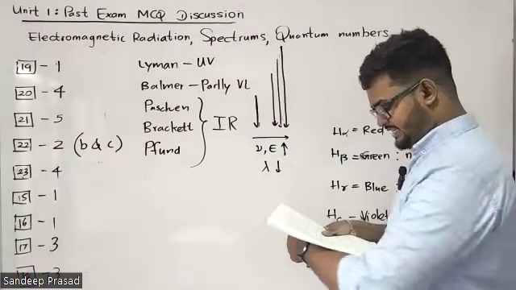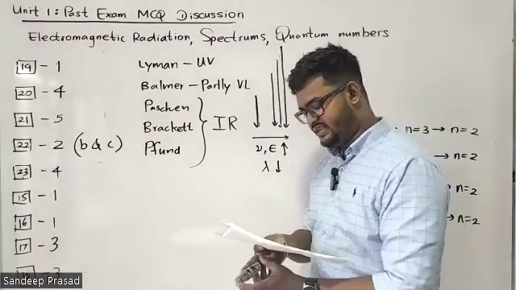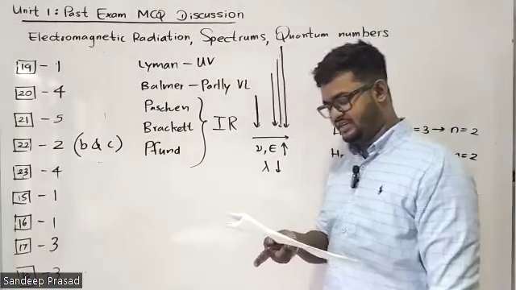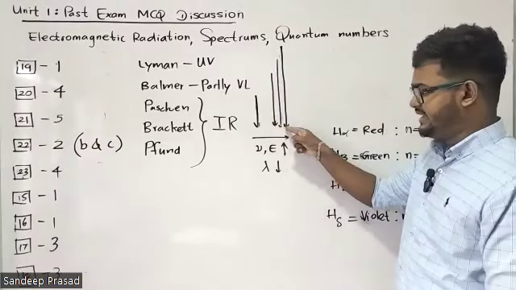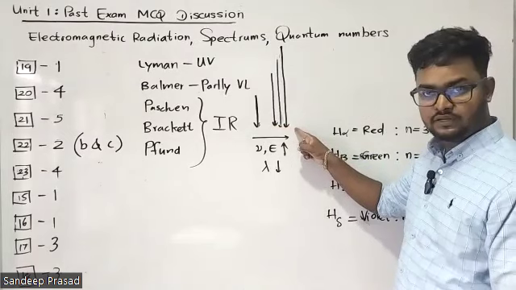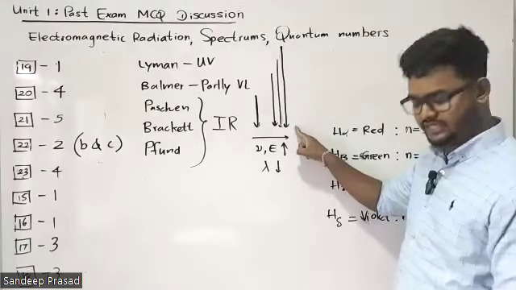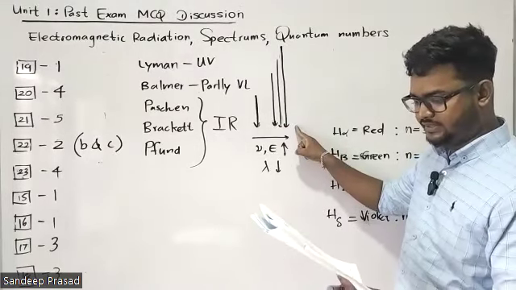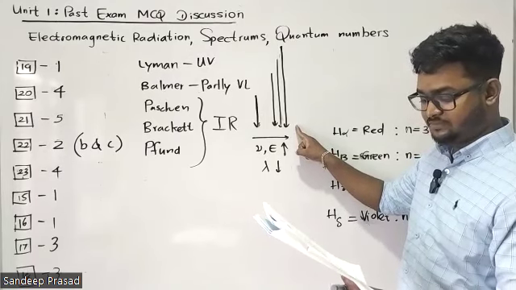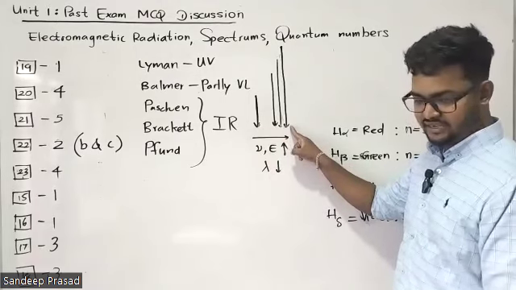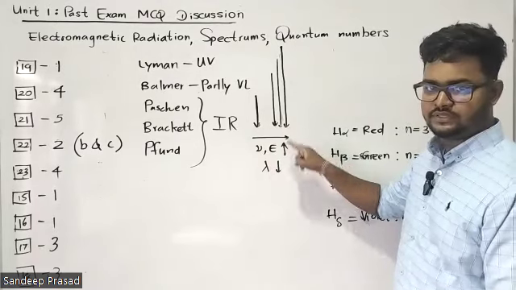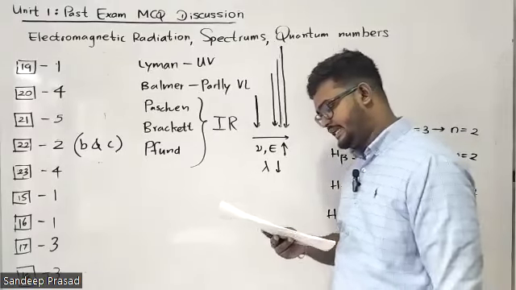In a given series, the separation between adjacent lines increases in the direction of increasing energy. This is the direction where frequency is increasing. What can you say about the gap? They're asking whether the separation between adjacent lines increases. Is that correct? No, this is decreasing order. So therefore, that is wrong.